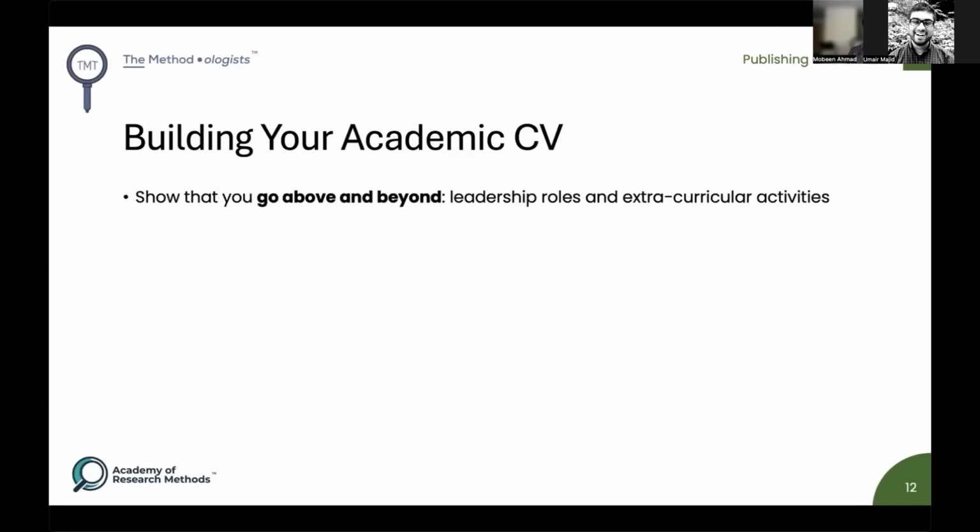Also, another thing, although obviously USMLE scores are extremely important along with research, there are other things you can do to help build your CV that go beyond just this. Things like leadership roles and extracurricular activities, I think, are understated and very important, especially during the interview itself.